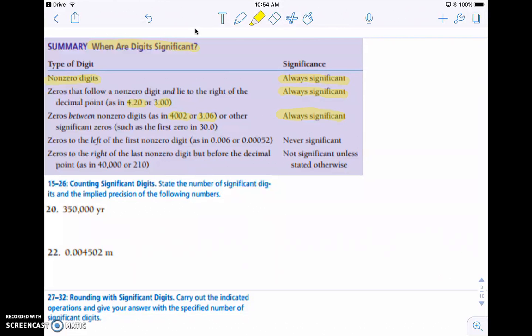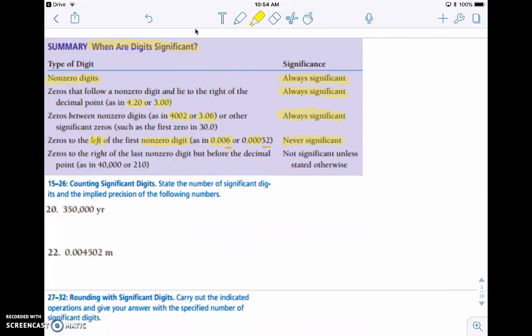Now zeros that are to the left of the first non-zero digit are never significant. For example, 0.006. Those zeros are not significant. These 3 zeros right here are not significant. So this would only have one significant digit of 6. This would only have two significant digits of 5 and 2.